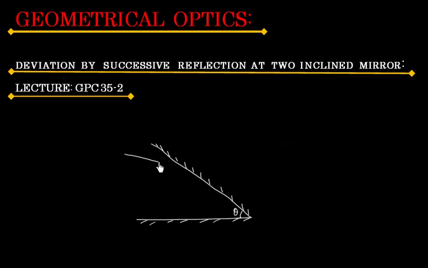A light ray is incident on the first mirror and it gets reflected by the first mirror and then is again incident on the second mirror. By the second mirror it again gets reflected. We have to find the total deviation of this ray by two successive reflections. So this is the first reflection and here we have the second reflection. So our task is to find the total deviation by two reflections.